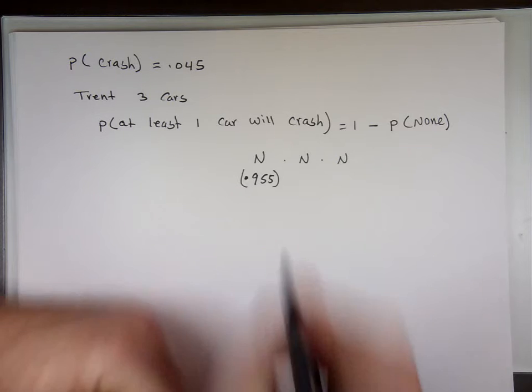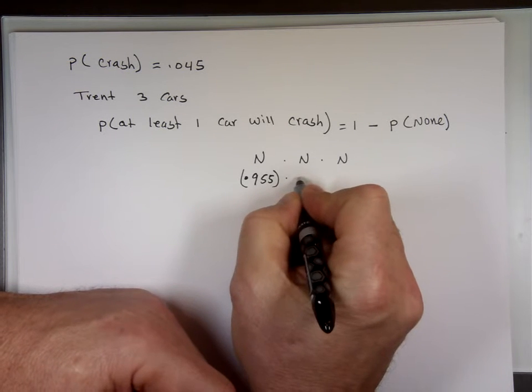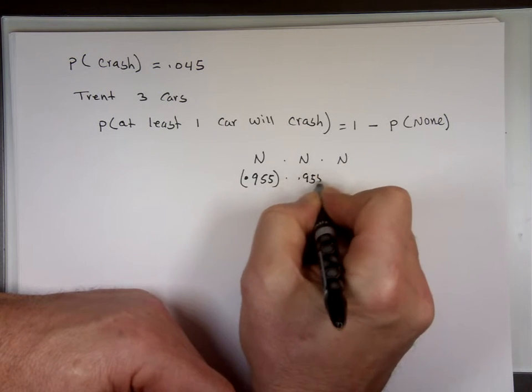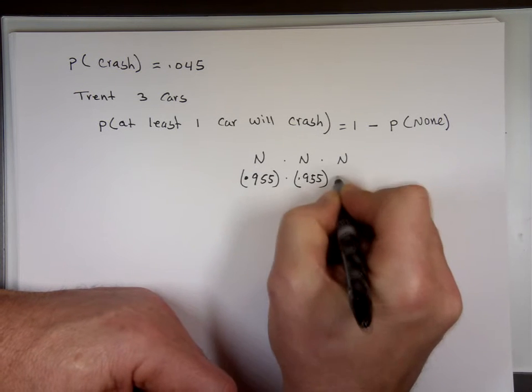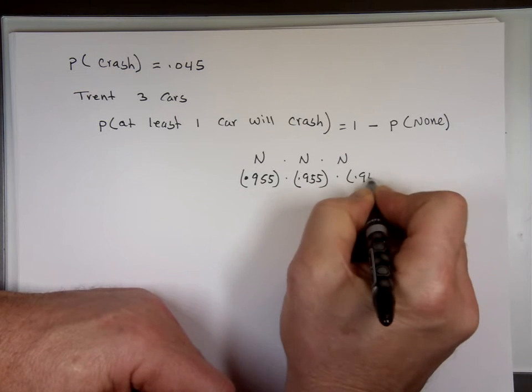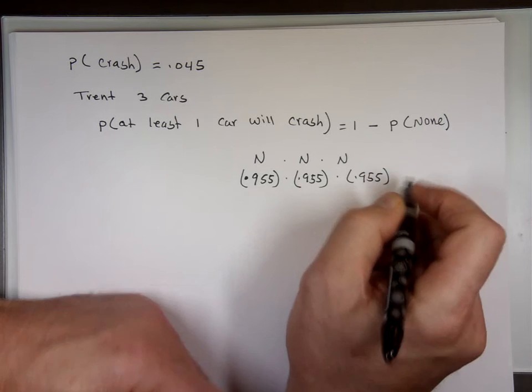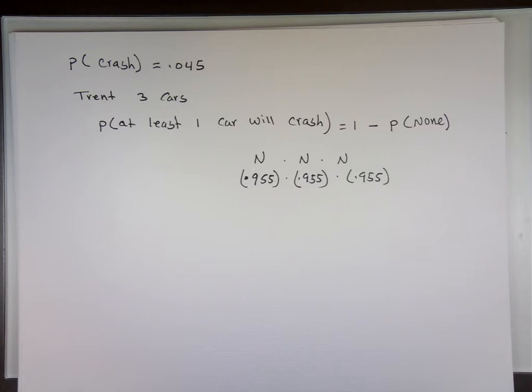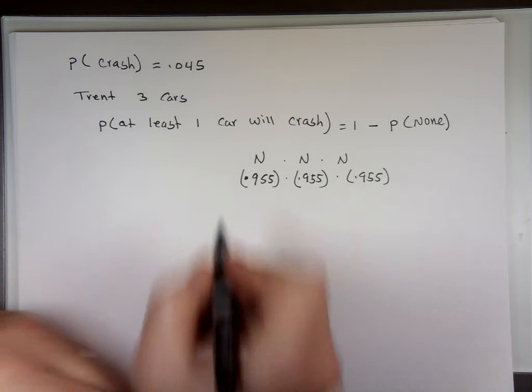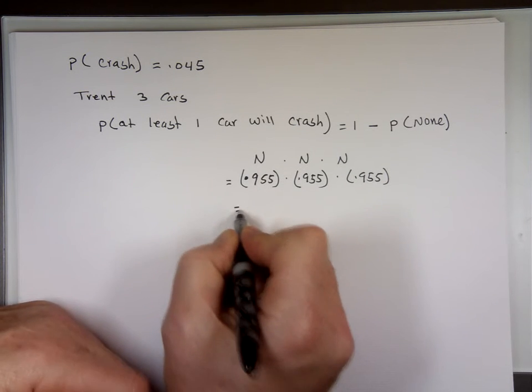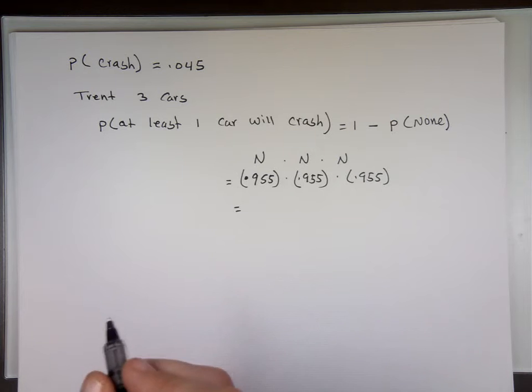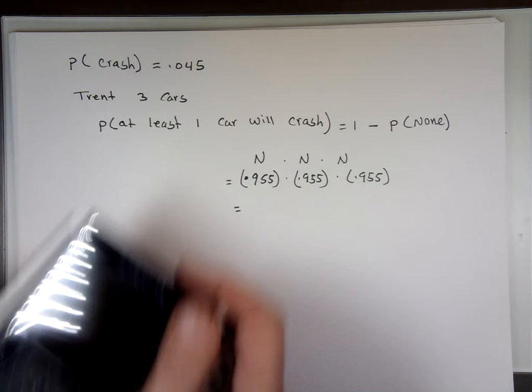Times 0.955 times 0.955. We're assuming they are independent. Now, if Trent's dad was a horrible driver and he was the one teaching Trent how to drive, then that becomes dependent. It's probably going to increase the chance of that. But assuming they are independent, the probability of none crashing their car is 0.955 to the power of 3.